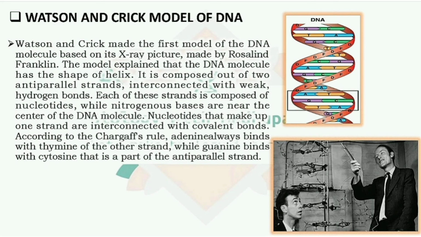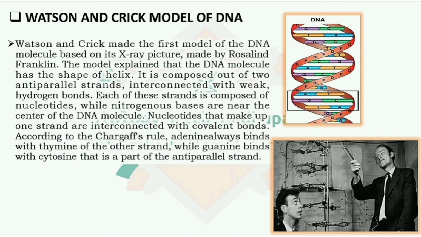Next, we will be coming to the Watson and Crick model of DNA. Watson and Crick made the first model of the DNA molecule based on its X-ray picture made by Rosalind Franklin. The model explained that the DNA molecule has the shape of a helix. It is composed of 2 antiparallel strands interconnected with weak hydrogen bonds. Each of these strands is composed of nucleotides, while nitrogenous bases are near the center of the DNA molecule. Nucleotides that make up one strand are interconnected with covalent bonds. According to Chargaff's rule, adenine always binds with the thymine of the other strand, while guanine binds with cytosine that is a part of the antiparallel strand.